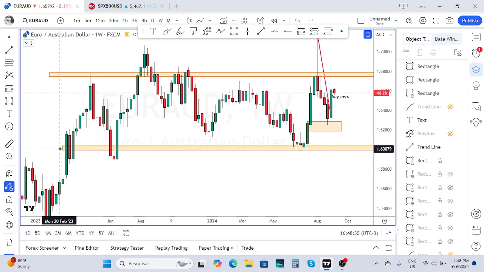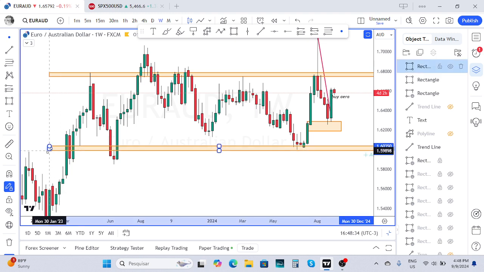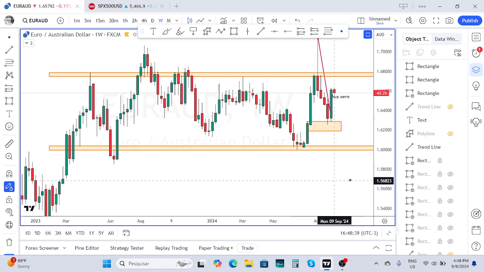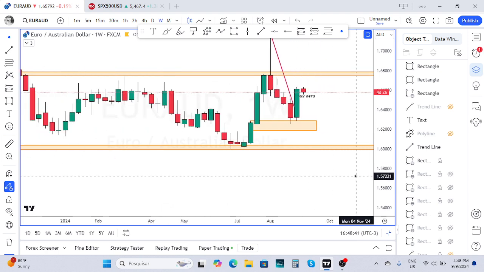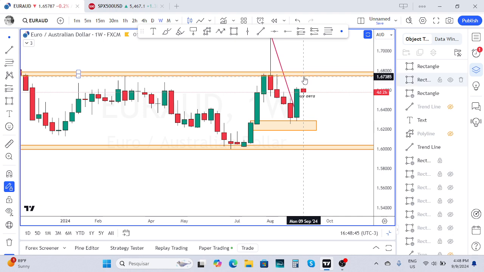I just have to wait for a kind of bearish candlestick pattern, right here. Hopefully the market is going to retest again, then it's going to fall.